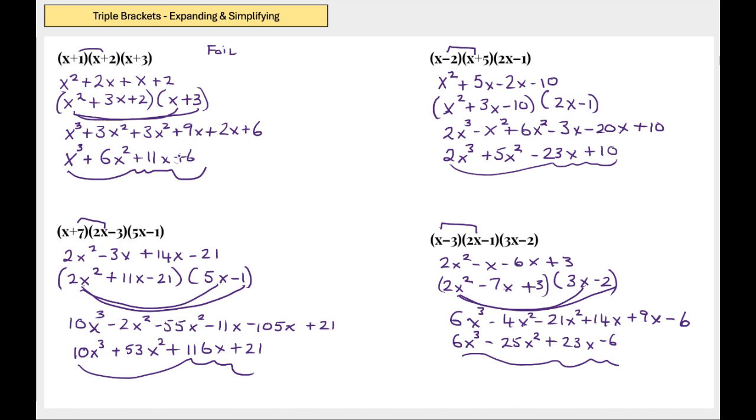Okay? Go to my next video on these. This will be with the grids method. As I said, I'm not a fan myself, but you may find it so much easier than this.